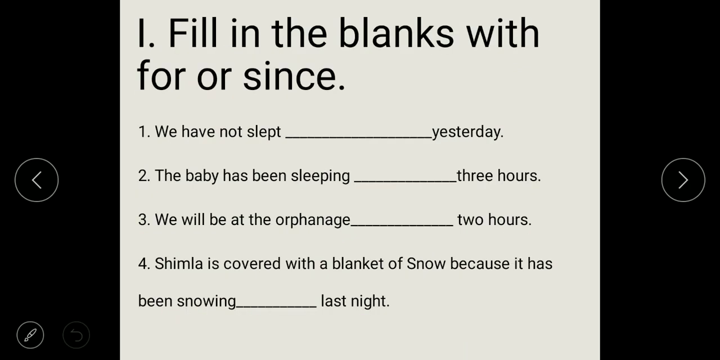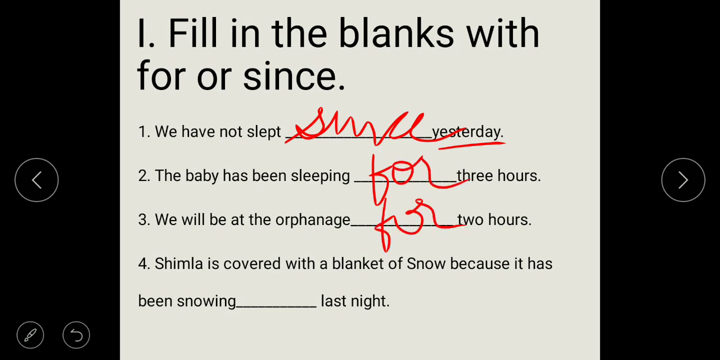Now fill in the blanks with for or since. For is used to indicate the time for which an action has been going on, and since is used to indicate the point of time at which an action started. We have not slept since yesterday. Point of time is given, then since yesterday. The baby has been sleeping for 2 hours. Then what will come? Since last night. Last night is a point of time when the action started, so since will come.